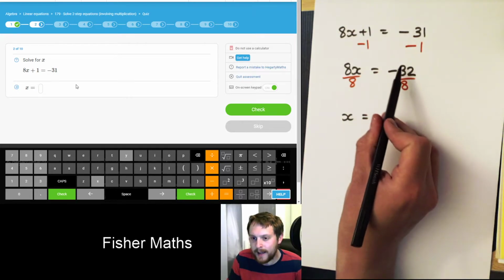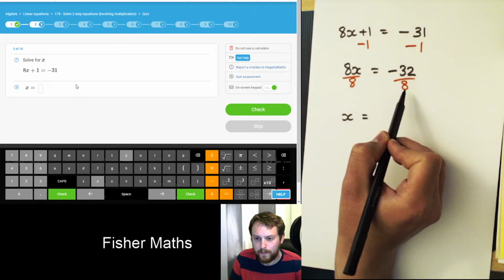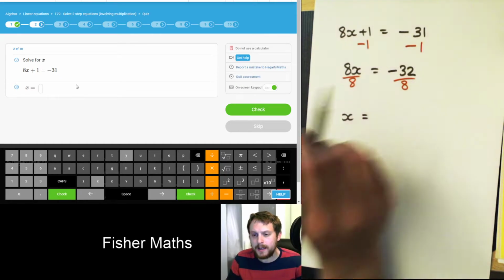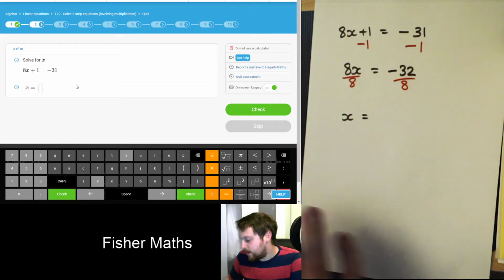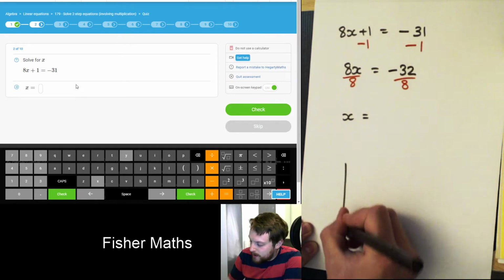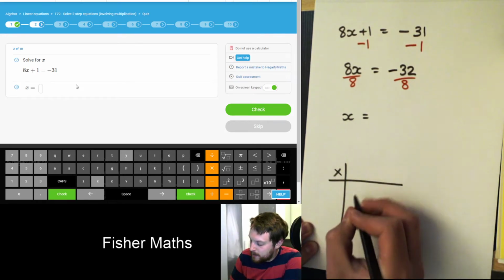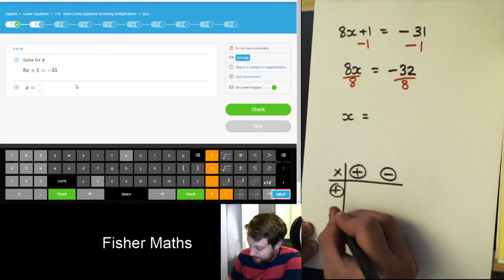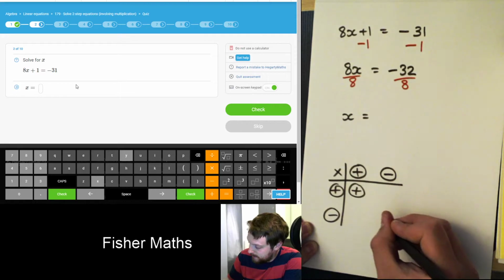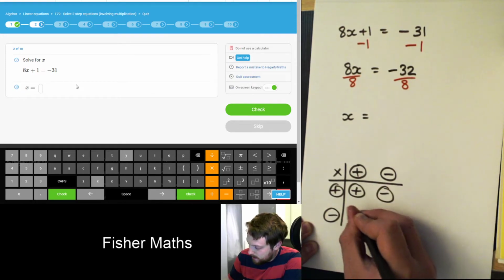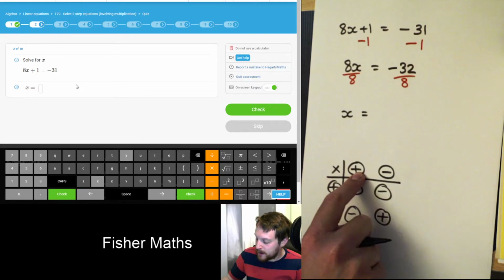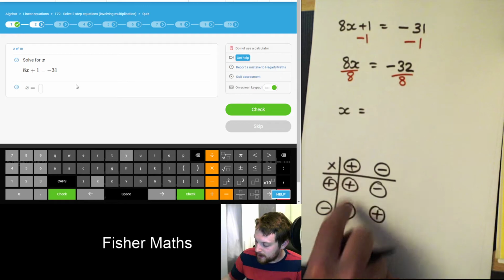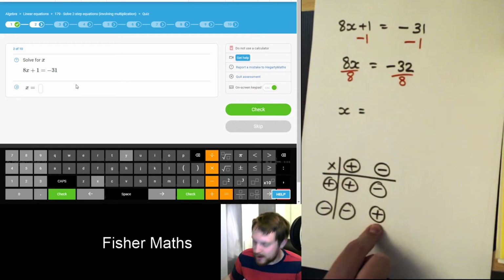So this is a negative divided by a positive. Now, hopefully you're able to remember that the rules are basically this. Let me just draw out this little table for you. So I'll put a times sign in here. Now, we talked about this in class a lot. A positive times a positive is a positive. A positive times a negative is a negative. A negative times a positive is a negative. And a negative times a negative is a positive.